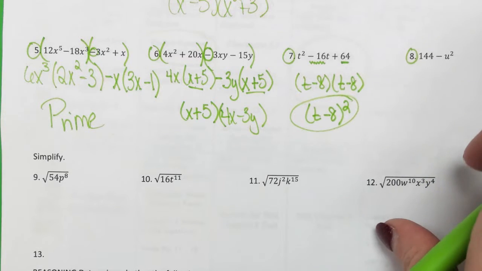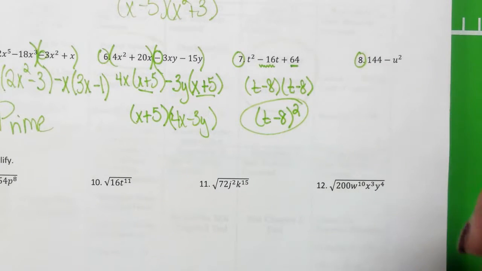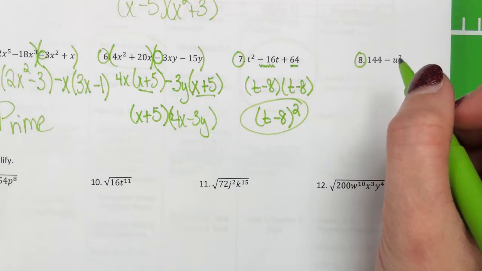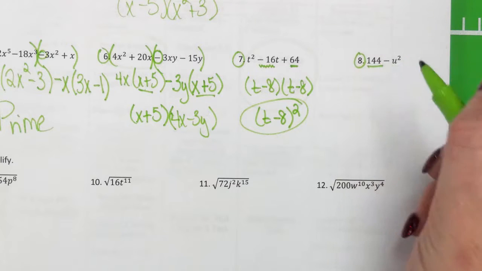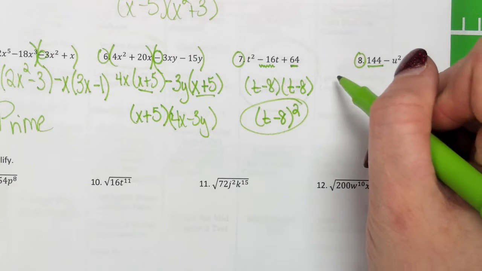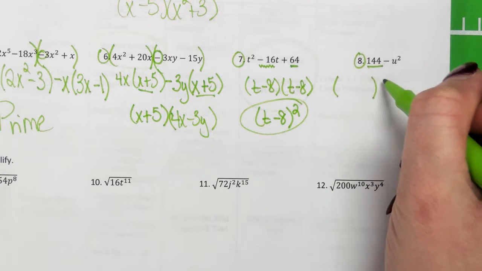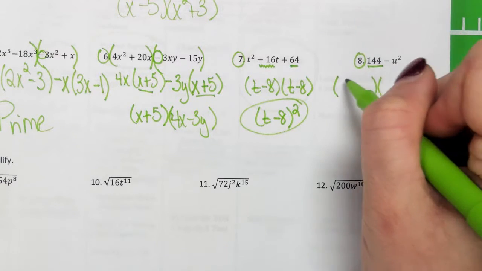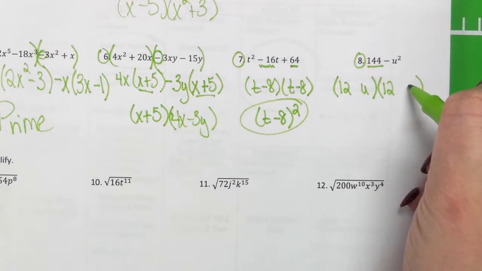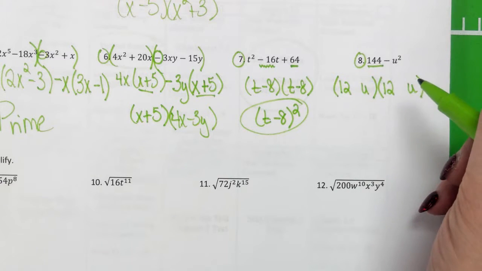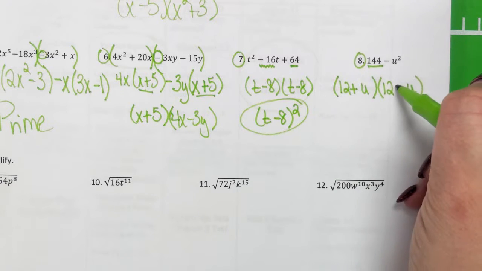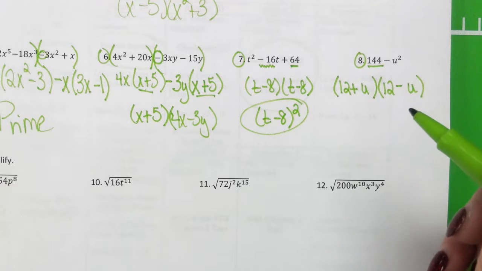All right, last one. Here we go. Number 8. How many terms? 2. They do not have a GCF like number 1 did. What do you notice about 144? It's a perfect square. Notice that the 144 comes first. So when I write them, the 12 has to come first. Then the U comes second. And what kind of signs do you have? Positive and negative.